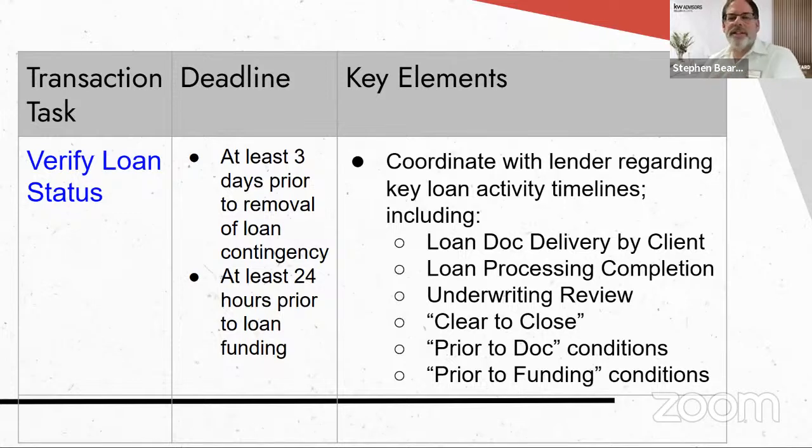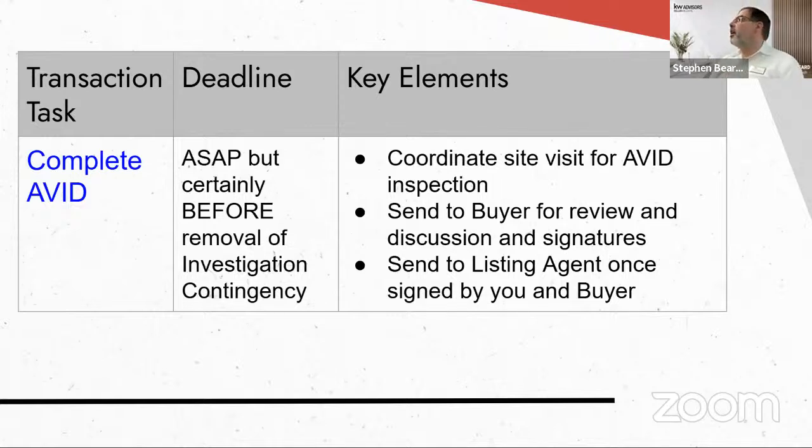Verify loan status. We just did that. Okay. Complete your AVID. So remember, the buyer agent has to do an agent visual inspection as well as the listing agent. And normally you don't go and do this until you're in contract. Even in a non-contingent offer, you typically don't do it till after. So you need to go to the site and do your inspection. You need to send your inspection to the buyer to review, and you need to send it to the listing agent once it's signed by you and the buyer.